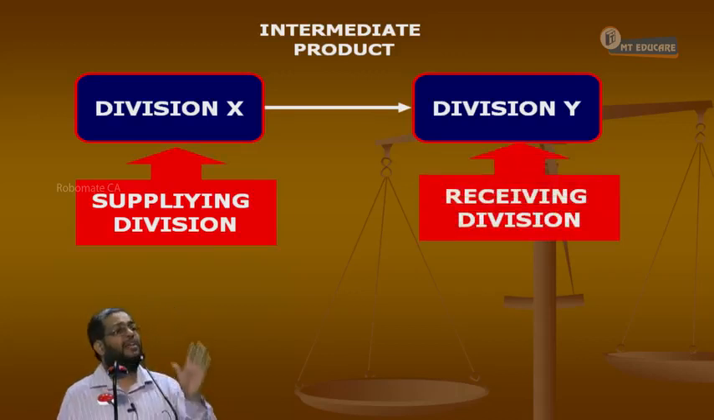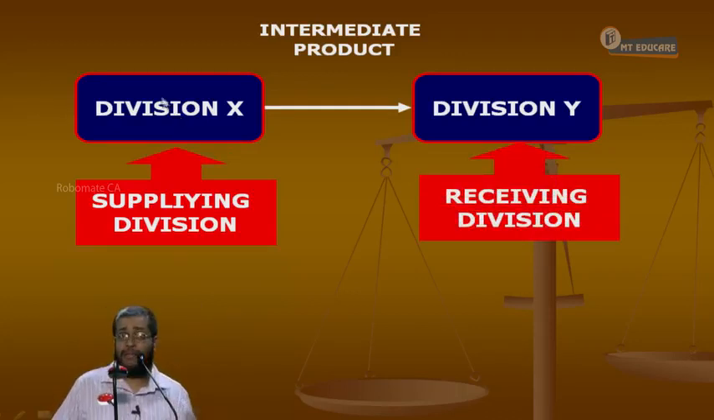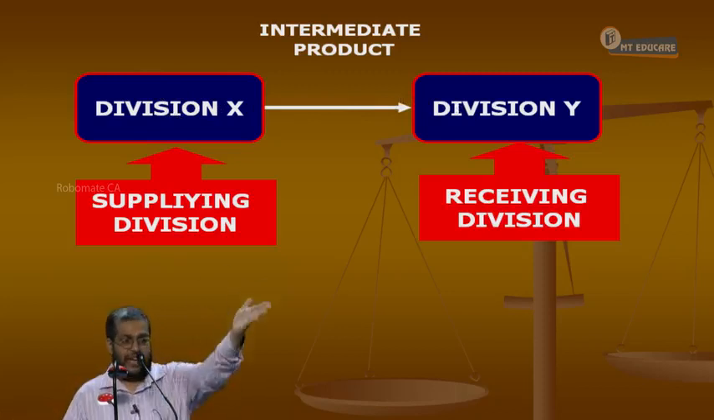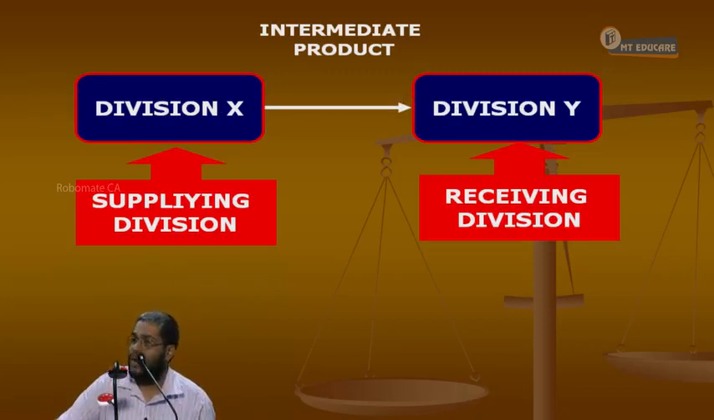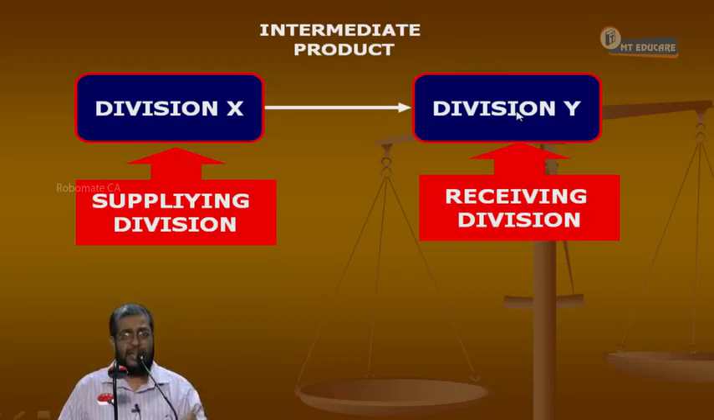the receiving division. Everybody following or not? So now my question is, division X manufactures what product? Intermediate product. It transfers to division Y, which further processes it and sells it as the final product to outsiders. Yes or no? In this case, is division Y a cost center or a profit center? Division Y, the receiving division, profit center or cost center?